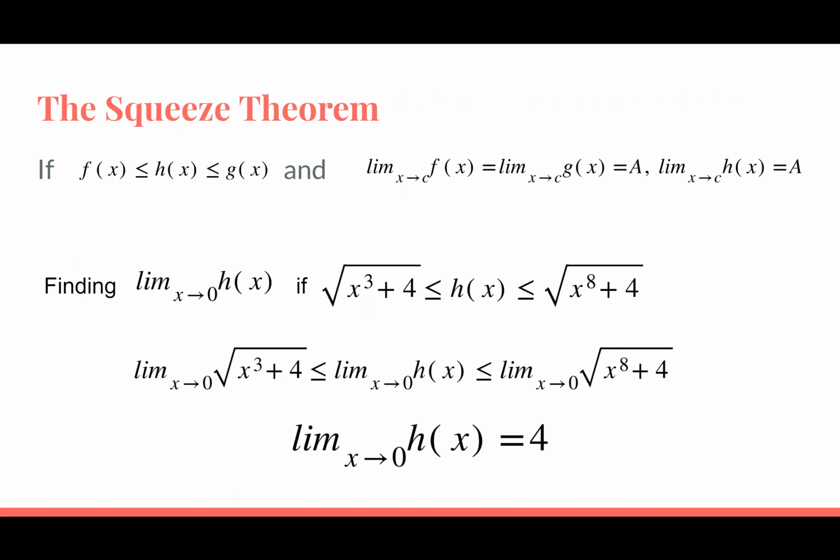Another way to evaluate the limit is by using the squeeze theorem. If the function f of x is less than or equal to h of x, which is less than or equal to g of x, and the limit of f of x and g of x as x approaches c is a, then the limit of h of x as x approaches c is also a. For example, if we have f of x equals (x to the third power plus 4) to the 1/2 power, and h of x equals the square root of x to the 8th power plus 4, then the limit as x approaches 0 of f of x and g of x both equal 4. So the limit as x approaches 0 of h of x must equal 4 as well.